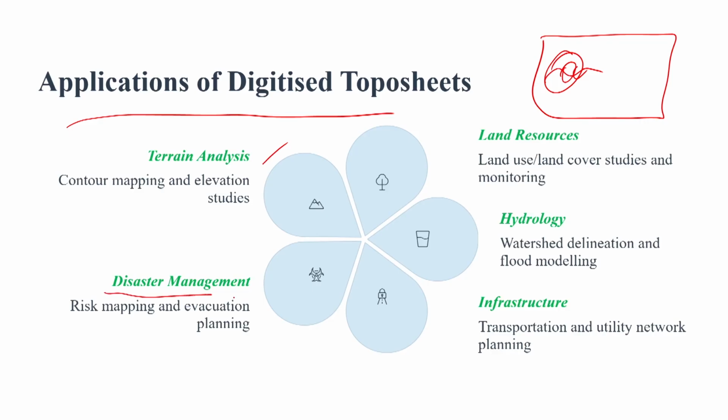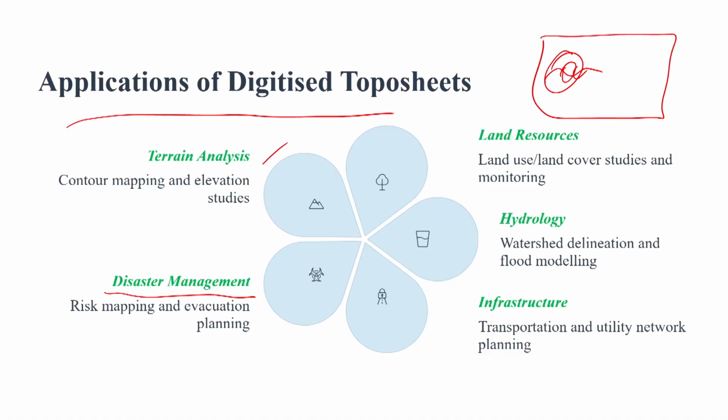Then disaster management. We can compare the data with the present data and find out where a high disaster is possible, where the risk is high. This other information we can get here.